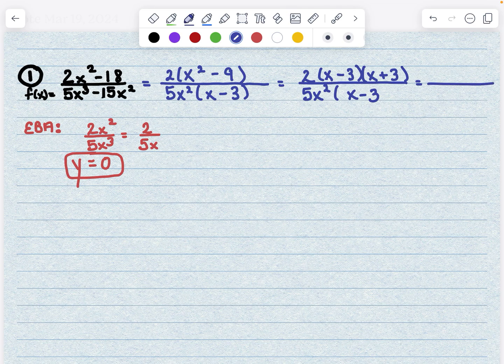And then I'll put the simplified version here, and the simplified version is going to have our x minus 3's cancel, and we have 2 times x plus 3 over 5x squared. So that right there is our simplified version, and we're going to use that for a lot of our things.